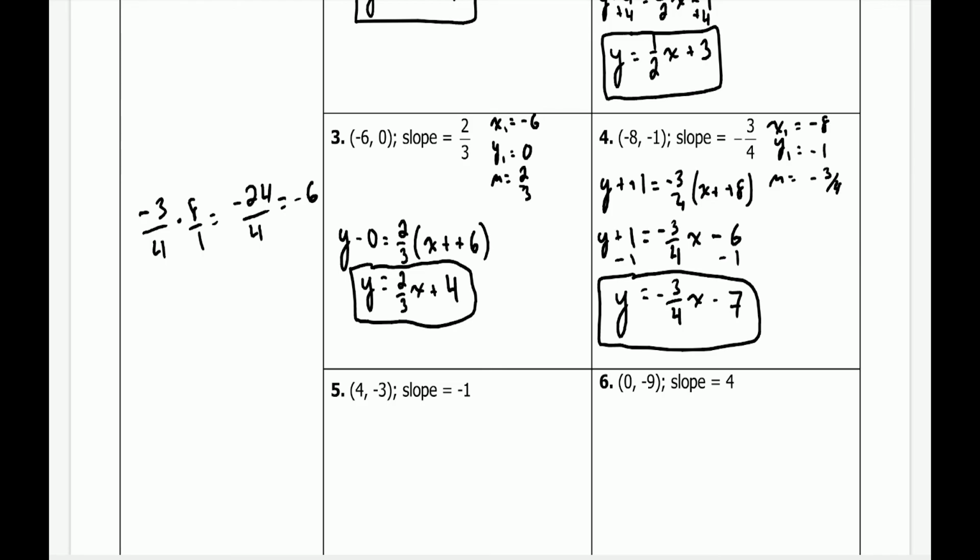And the rest of these go very similarly. So just use the formula, determine what x1, y1, and m would be, plug that into the formula, and simplify until you have y equals mx plus b. If you have any questions while you finish this, please let me know.